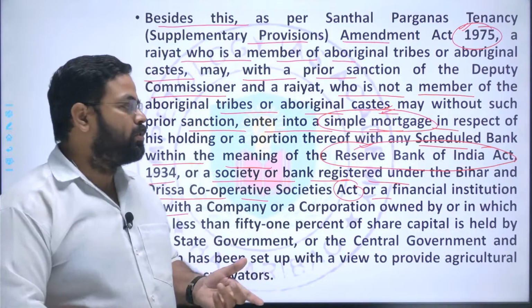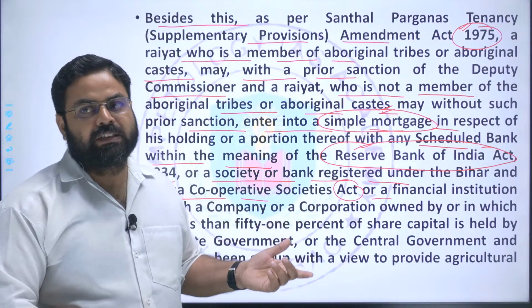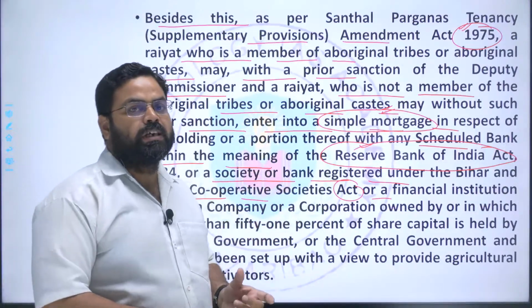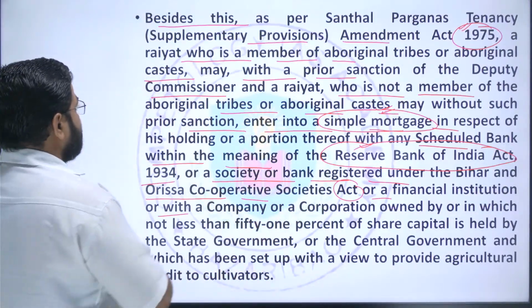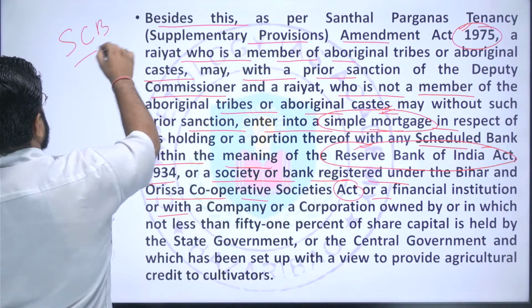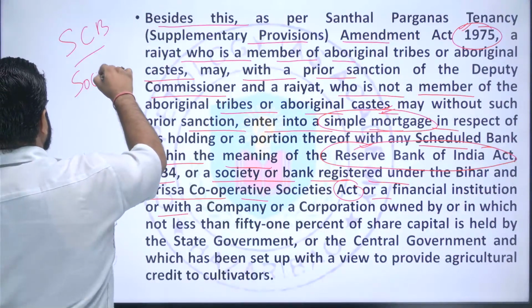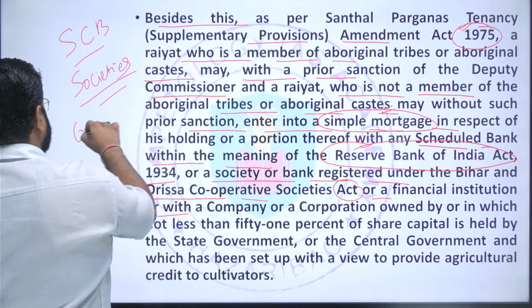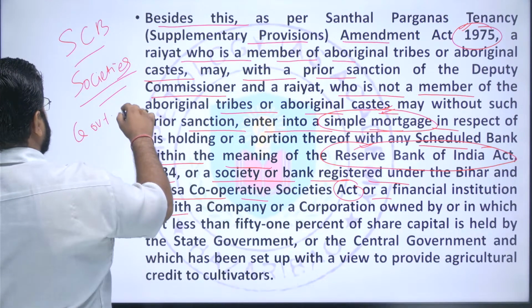To ensure that they should not be exploited by local money lenders, this amendment was introduced in 1975, so that they can get loans from scheduled commercial banks, societies, right? Thereafter the government owned banks like regional rural banks or whatever it is.